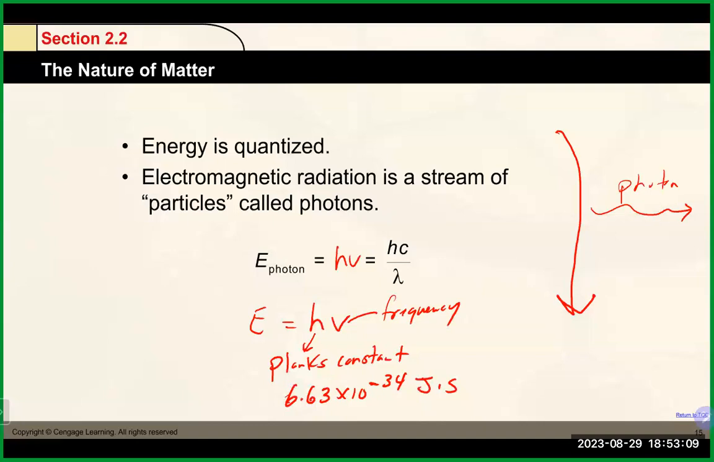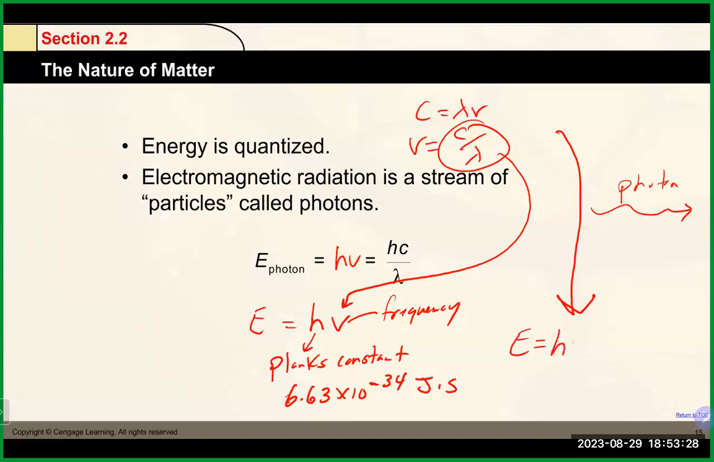Now, since our earlier equation, which is c is equal to the wavelength times the frequency, we could solve for the frequency, which is c divided by the wavelength, which means if we take that and substitute that into the frequency, we get that the energy is equal to h times the frequency, which is hc divided by the wavelength.